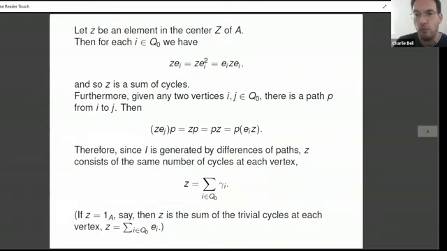For example, if Z equals 1, then Z is the sum of the trivial cycles, 1 at each vertex. So this is just the standard identity in the path algebra.